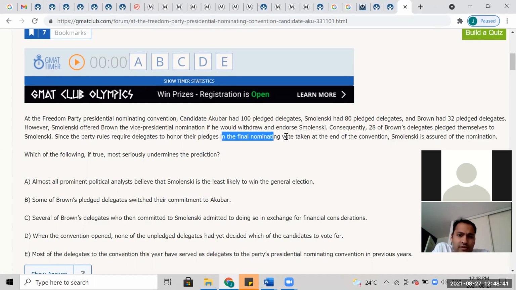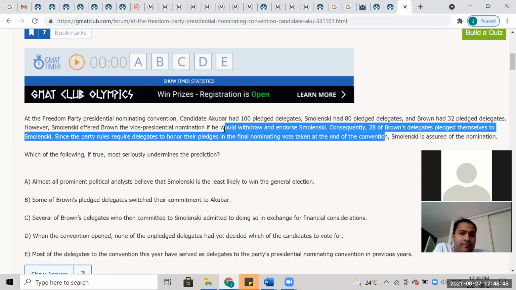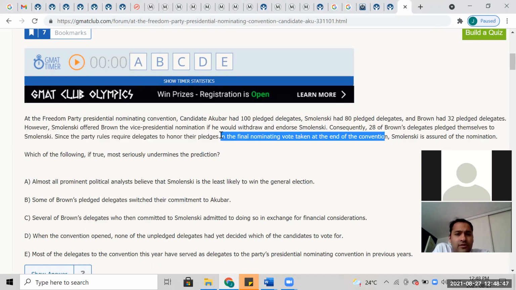Oh, I see what you mean. So whoever you pledge, you have to essentially pledge to the same person in the final vote, and that final vote will take place at the end of the convention. Exactly. I think that's the kind of gray area. Yeah, no, that makes more sense. Yeah, makes absolutely more sense.